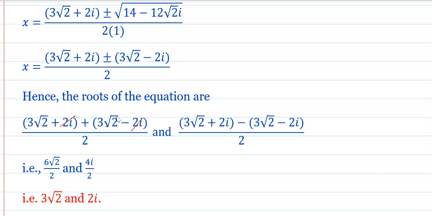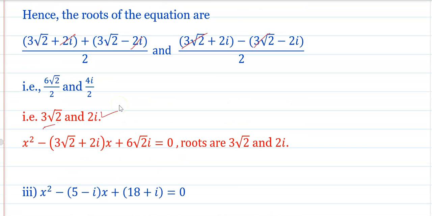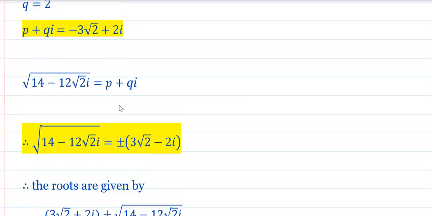6 root 2 upon 2. What will you get? 2 1 7 and 2 3 6. 3 root 2. 3 into root 2. Okay, what about here? इथे ब्रॅकेट जर ओपन केला तर 3 root 2 minus 3 root 2 will get cancelled. Plus 2i आणि हे minus minus plus होणार. You will get 4i. 4i upon 2, then you will get 2i. And therefore, the roots of this equation are 3 root 2 and 2i. Okay. पुन्हा तुम्ही बघू शकता.